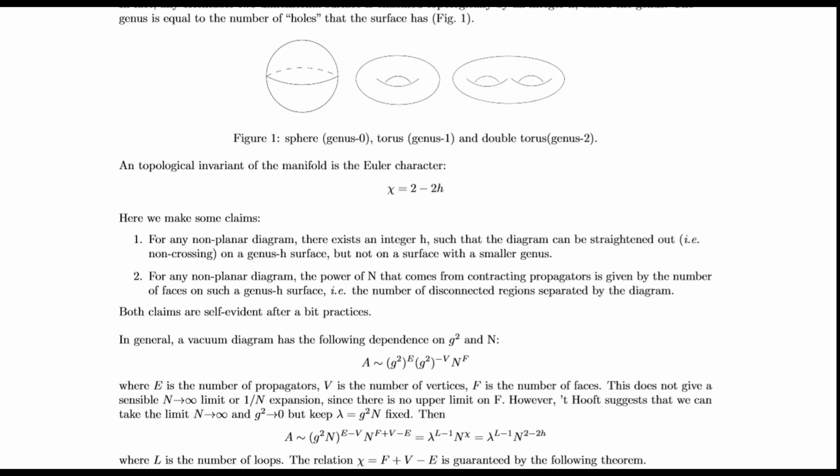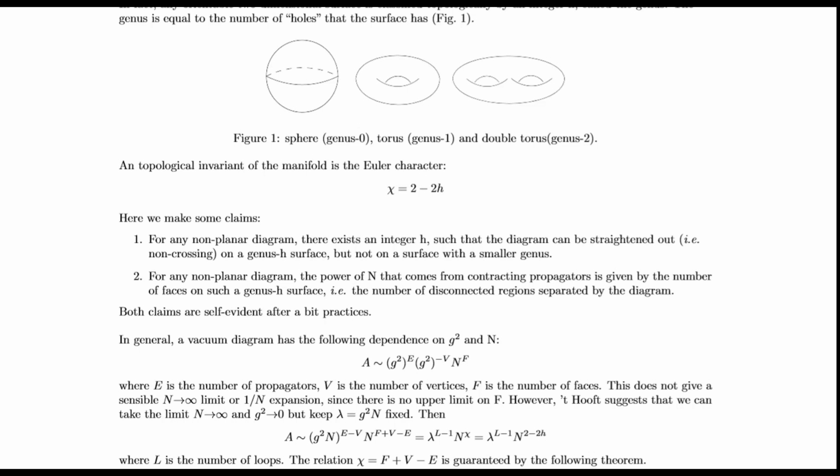Here we make some claims. For any non-planar diagram, there exists an integer H such that the diagram can be straightened out on a genus H surface, but not on a surface with a smaller genus. For any non-planar diagram, the power of N that comes from contracting propagators is given by the number of faces on such a genus H surface, the number of disconnected regions separated by the diagram. Both claims are self-evident after a bit of practice.